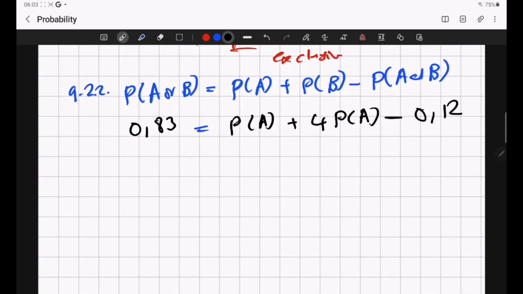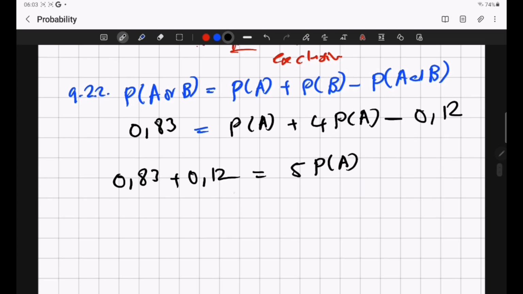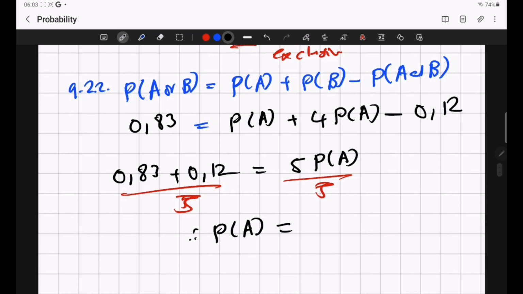0.12. So you solve for probability of A, transpose this to the other side, becomes a plus, left with 5 probability of A here. Then we'll divide both sides by 5. You will then get that probability of A is equal to, so I'm getting 0.19.